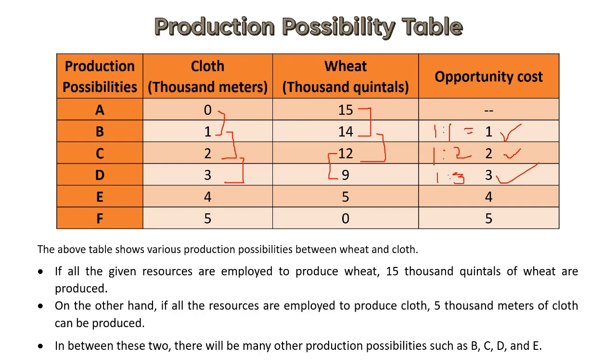And from D to E, for an additional unit of cloth we are foregoing 4 additional units of wheat. That's why the combination is 1:4. The opportunity cost is 4 in this case. And lastly, in case of F, for the production of an additional 1 unit of cloth we are foregoing 5 units of wheat. That's why the ratio will be 1:5 in this particular case. This is all about the production possibility table.